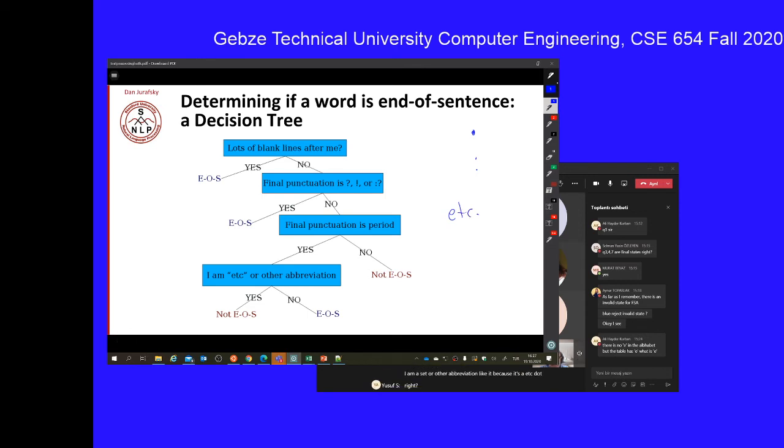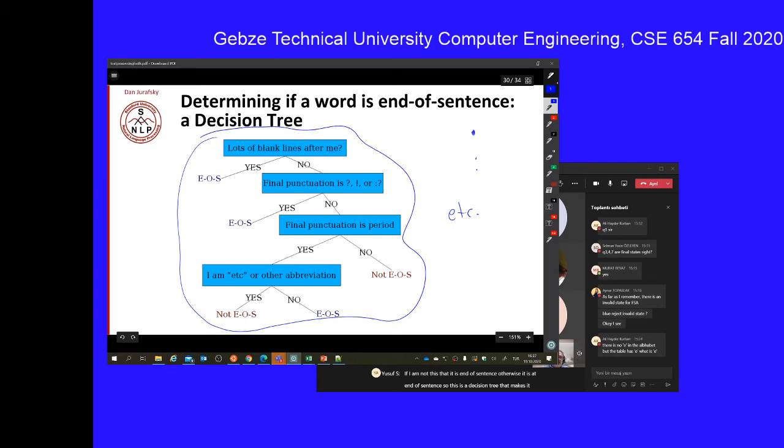If I am not this, then it is end of sentence. Otherwise, it is not end of sentence. So this is a decision tree that makes a decision on end of sentenceness. Doesn't work all the time, but it's a rule-based method. And it will be different for Turkish and English or other languages.